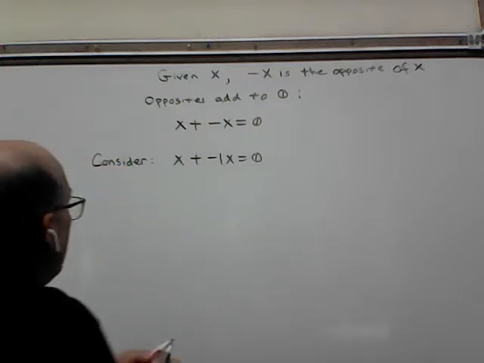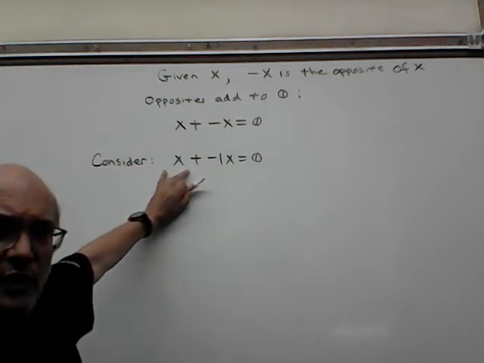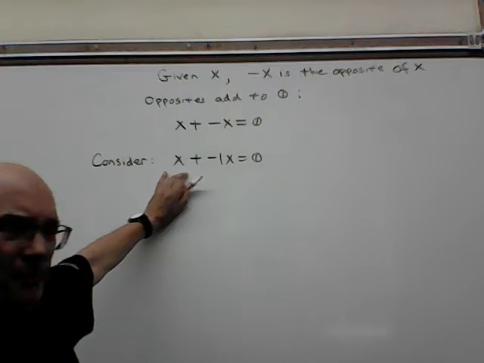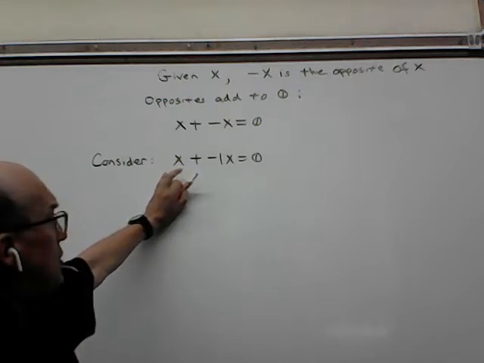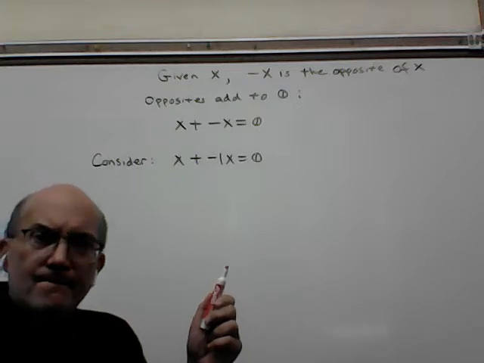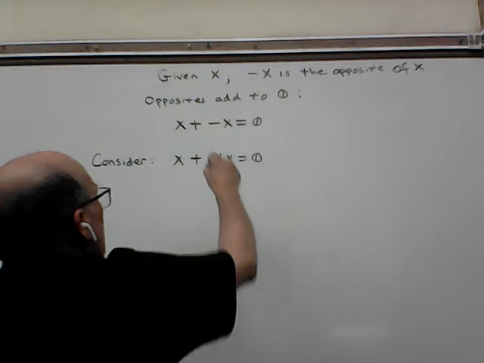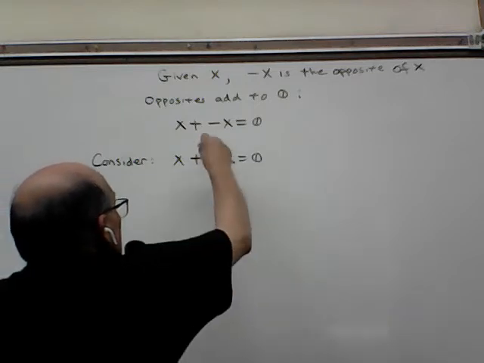And now we get to the beginning point of the proof. Let's just consider this thing. X plus negative 1 times x equaling 0. Right? Before we do anything else, I want you to notice this.